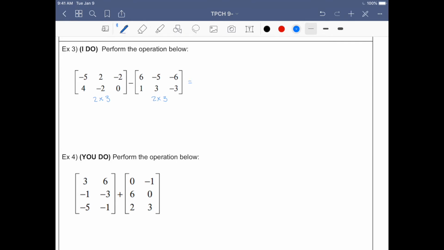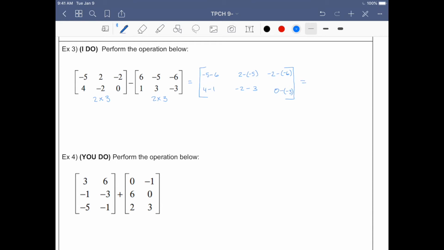I'm going to show you all the work as to where I get everything from, but feel free to skip this step if you understand where it comes from. So I'm going to have a 2 by 3 matrix in the end. So the first element in the first row in the first column is going to be -5 minus 6. First row, second column, 2 minus -5, -2 minus -6, 4 minus 1, -2 minus 3, and 0 minus -3.